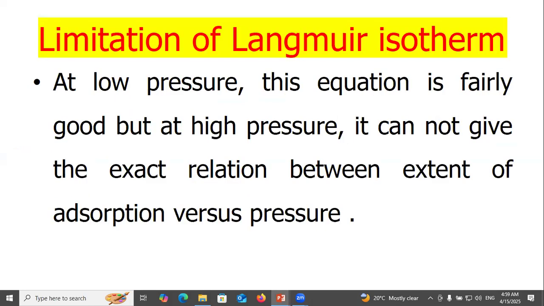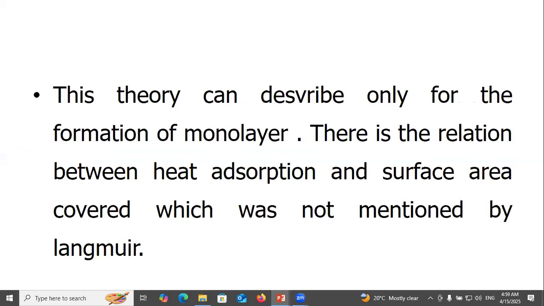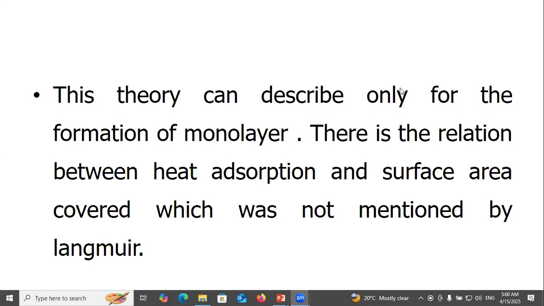Limitations of the Langmuir isotherm: at low pressure this equation is fairly good, but at high pressure it cannot give the exact relation between the extent of adsorption and pressure. This theory can describe only the formation of a monolayer. The relation between heat of adsorption and surface area covered was not mentioned by Langmuir.